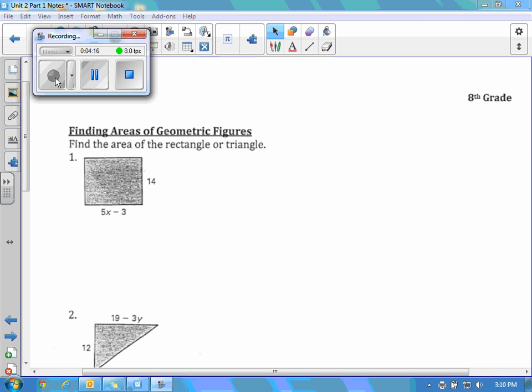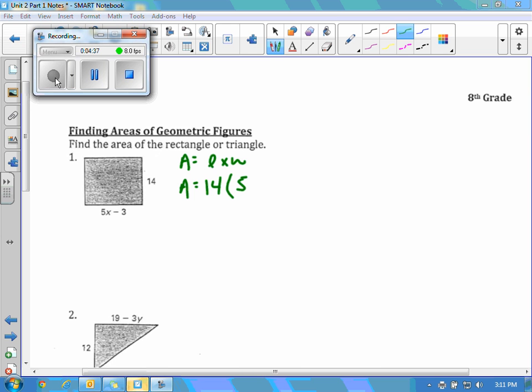On the back side of this page, we're going to take what we just learned and apply it to geometric figures. So our direction states to find the area of the rectangle or the triangle. So for number 1, we have a rectangle. To find the area of a rectangle, we do area equals length times width. So in this case, my area equals 14 times 5x minus 3. I'm going to put that all in parentheses because that's all one length or one width. So I'm set up perfectly to do distributive property. So I'm doing 14 times 5x minus 14 times 3.